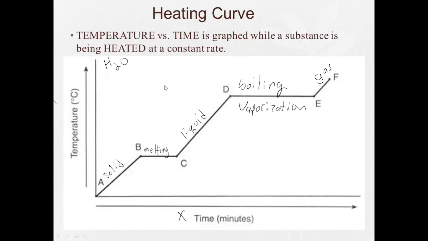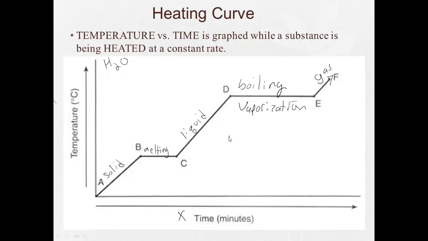Now there's a couple of other important things to note here. While we're adding heat while it's a solid, the temperature increases. While we add heat while it's a liquid, the temperature increases. While we add heat while it's a gas, the temperature increases. And this actually kind of goes on indefinitely. But notice what's happening here from B to C and from D to E. The temperature is not increasing.